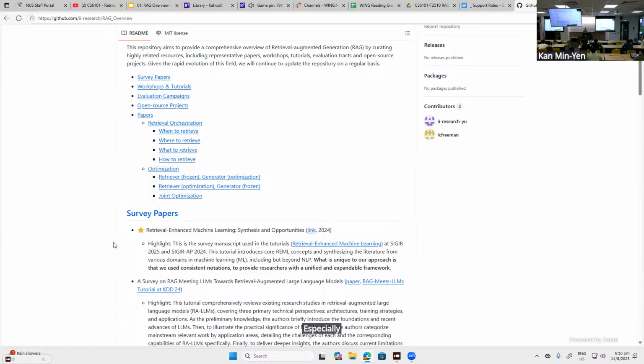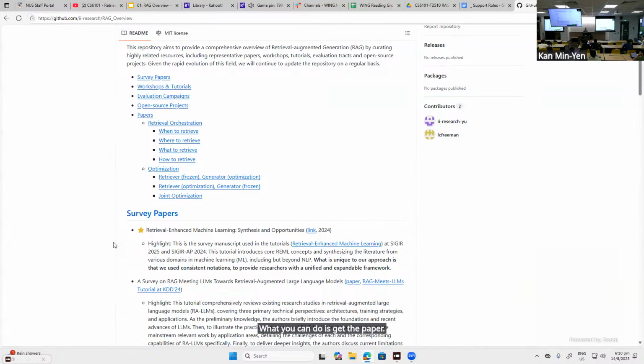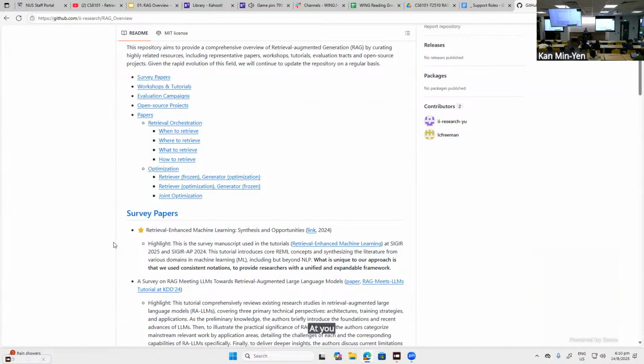Many times as a lecturer, especially if you can work at least 1 or 2 hours in 1 week in advance of the lecture, what you can do is get the paper and write to the authors of the paper that you want to present. Academics love fan mail, trust me. You tell them, I'm taking this course at NUS, I'll be presenting your work. Is there anything you'd like to know, any social media handles you want us to add or mention? They can get more publicity about their paper. Publicity is a great thing for academics.